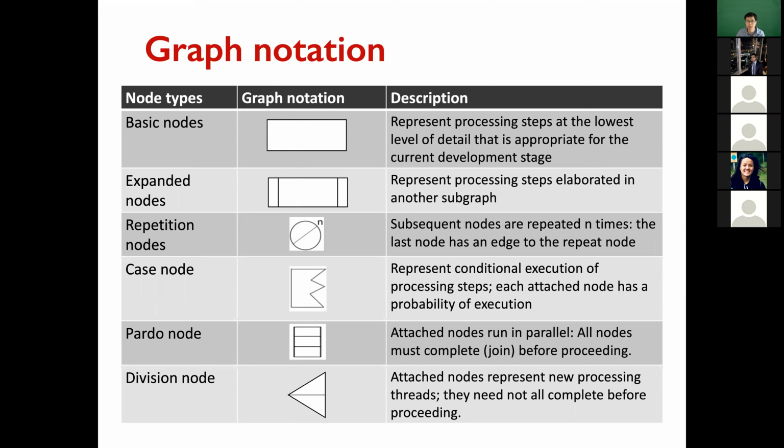Don't worry, we will look at a simple example to help you understand the notation. A parallel node, which means attached nodes run in parallel. So this is an advanced one, so we don't need to remember. A division node also represents new processing threads, things running in parallel, but they have a slight difference. Let's look at a concrete example.